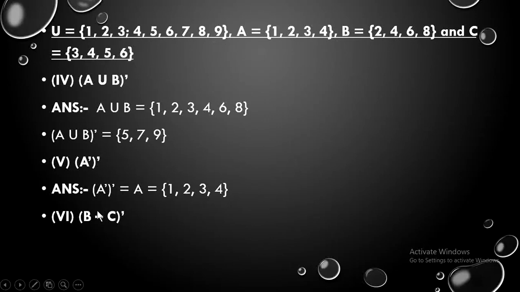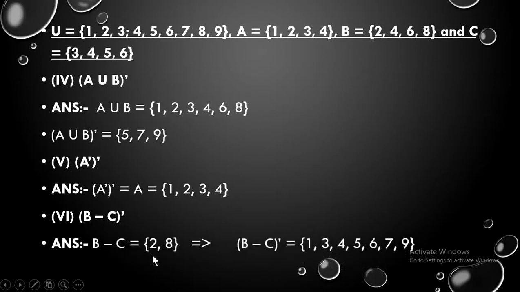Now since it is B minus C, you will exclude 4 and 6 from set B because B is given first. So after excluding these common elements 4 and 6, the leftover elements of set B are 2 and 8. So B minus C is 2 and 8. And then B minus C complement will be the universal set minus this B minus C set. So when you subtract this 2 and 8 from the universal set, the leftover elements are 1, 3, 4, 5, 6, 7 and 9. So this is your B minus C complement.